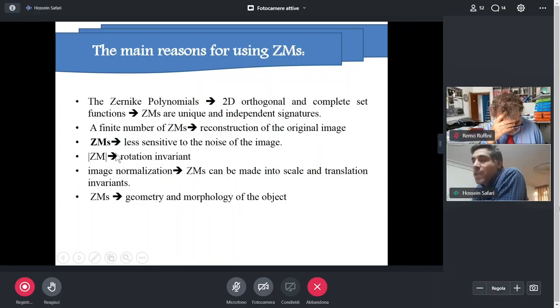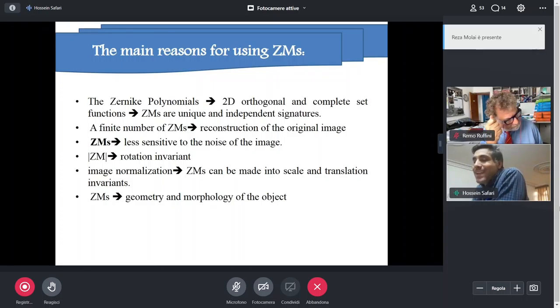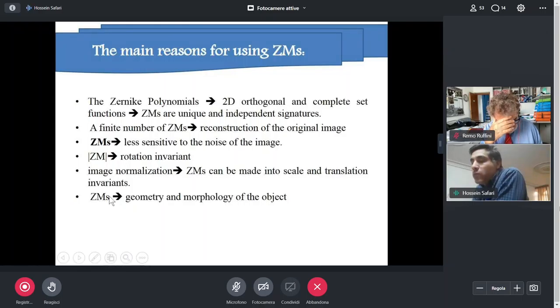Also, Zernike moments are less sensitive to noise, and the absolute values of Zernike moments are rotation invariant, and by applying some image normalization, they can be made 2D scale and translation invariant. And as shown in my previous slides, Zernike moments can describe the geometry, the morphology, and also the detailed structure of the object inside an image.